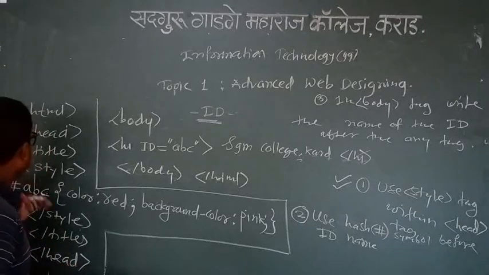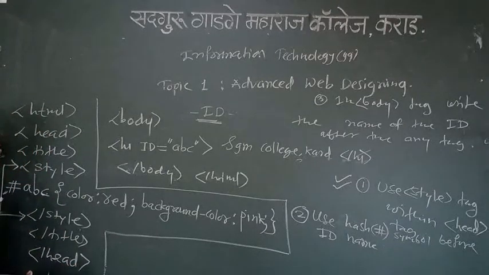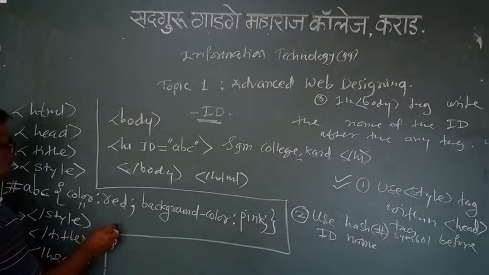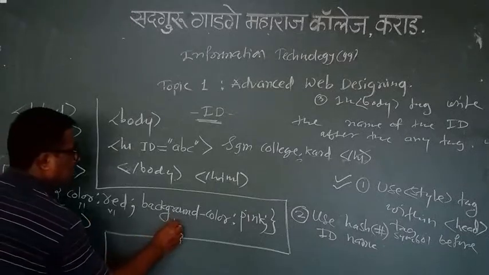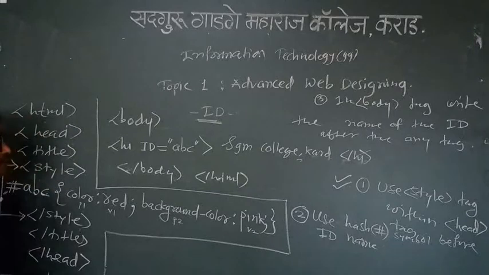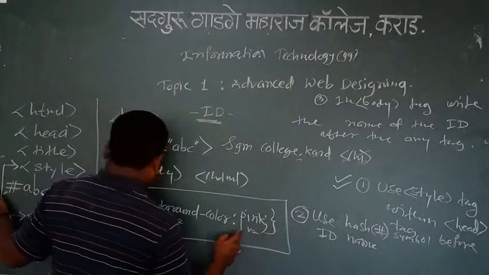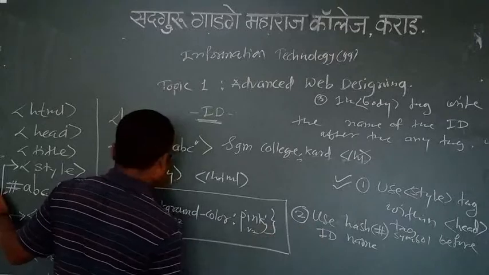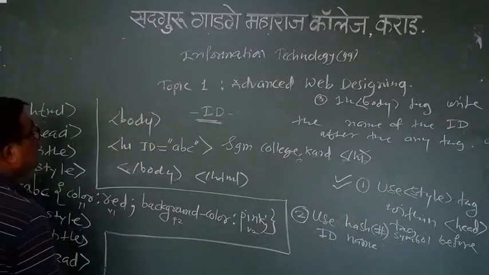Here is the program. In head tag, style tag, hash symbol first, then name of the ID, and in curly bracket property and value, that is property 1, value 1, property 2, value 2. Okay, then after property 3, value 3. Style tag close, title close, head close, then body.